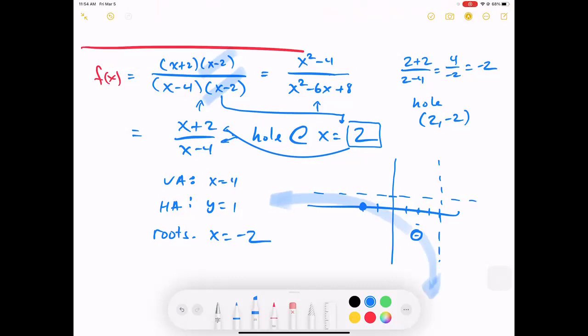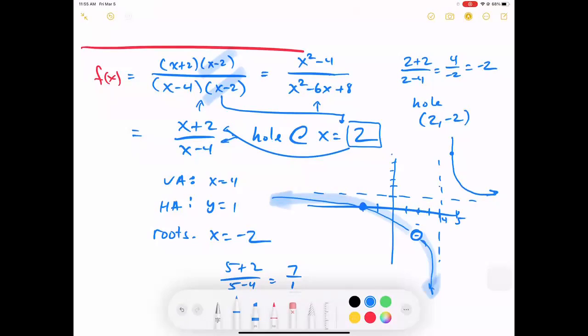How about on the right side? Is the graph going to be on the bottom or on top? Let's go ahead and plug in a number. If we said this is 4, let's plug in 5. 5 is easy to plug in. 5 plus 2 over 5 minus 4. That's 7 over 1. 7. 1, 2, 3, 4, 5, 6. We're up here. So we're going to be stuck on the top of this graph right here. And that's how we end up graphing rational functions.